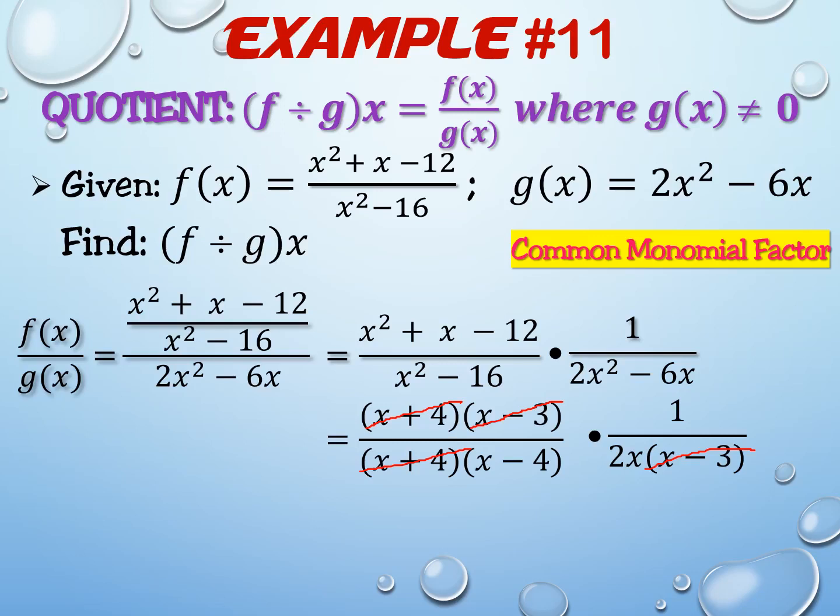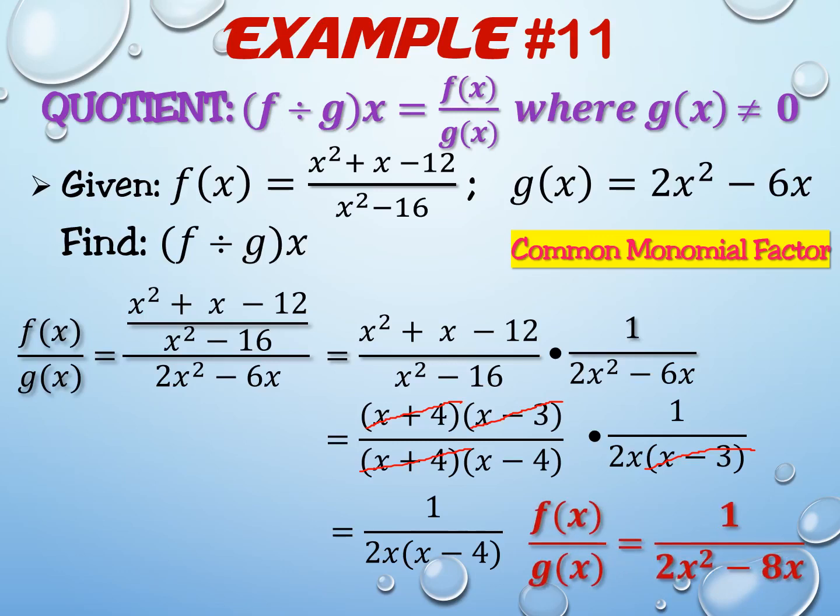Okay, can you follow? Now we have here the remaining factors. You have 1, x minus 4, and 2x. So we will write this one as your initial answer. And then to have your final answer, all you have to do is simplify the denominator. So 2x times the quantity x minus 4, what's the answer? If your answer is 2x squared minus 8x, you are correct. So the final answer will be 1 over 2x squared minus 8x. I hope you follow the procedure.